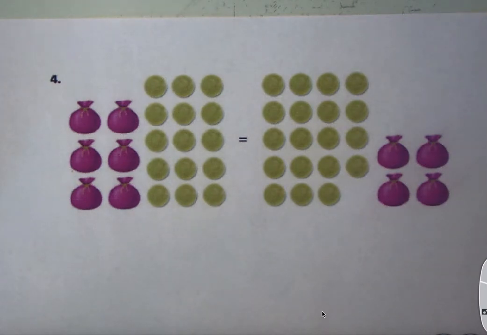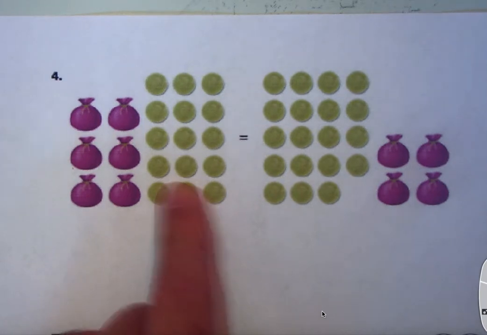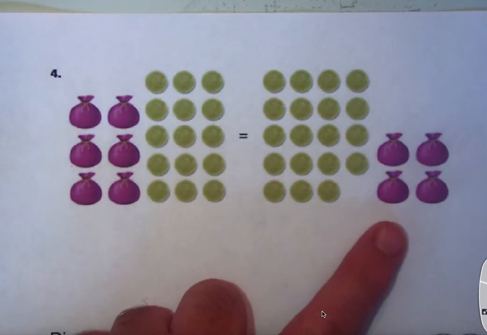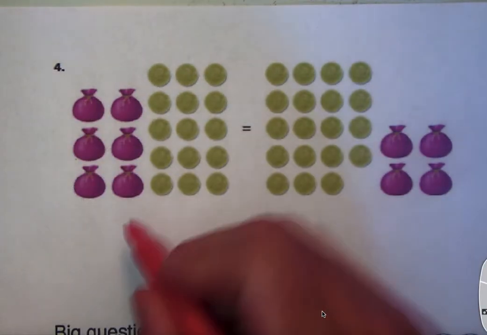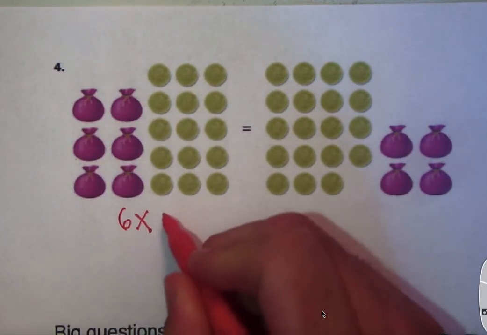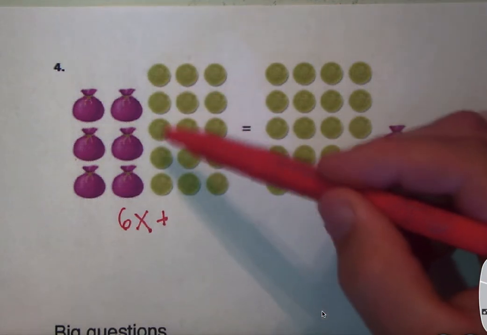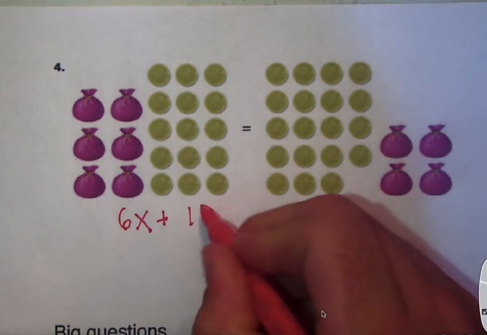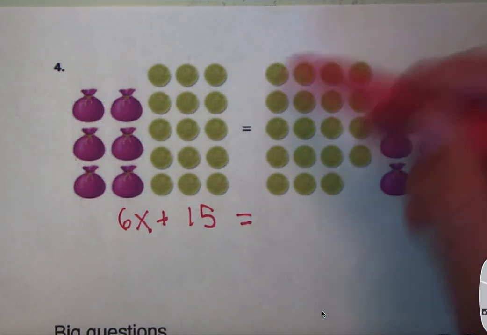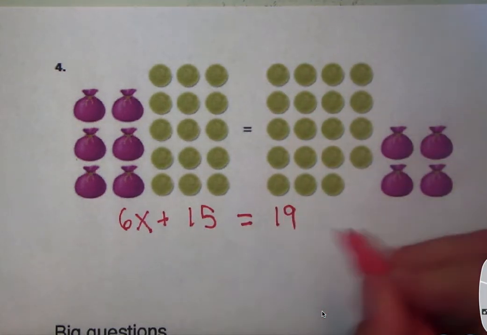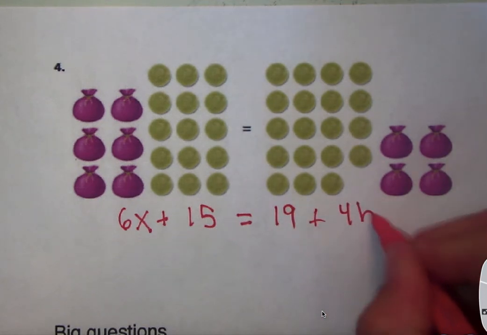We got bags and coins. But now we have bags and coins and bags on both sides. So does anyone think they can write the equation to represent this? And someone might say, well, we have 6 bags of unknown amount with the coins. 1, 2, 3, 4, 5, 15 coins on this side. And that equals 19 coins plus 4 bags on this side.